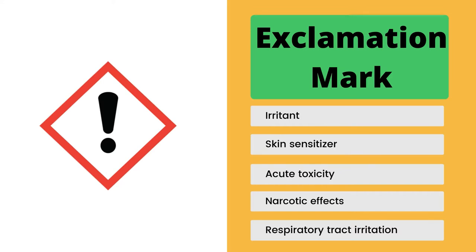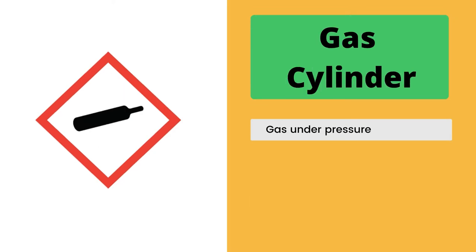It is used on a chemical label for substances that represent the following hazards: irritant, which irritates the skin or eyes; skin sensitizer, which is an allergic response following skin contact; acute toxicity, which may be fatal or cause organ damage from a single short-term exposure; narcotic effects like drowsiness, lack of coordination, and dizziness; and respiratory tract irritation. Gas cylinder: gases under pressure. Gases and liquids under pressure can explode. This pictogram is used for both pressurized gases and liquefied gases such as liquid nitrogen.